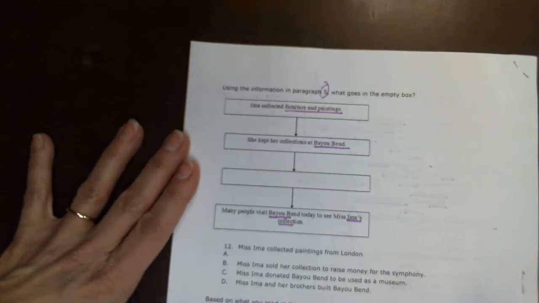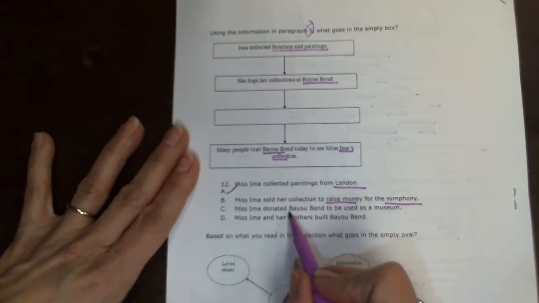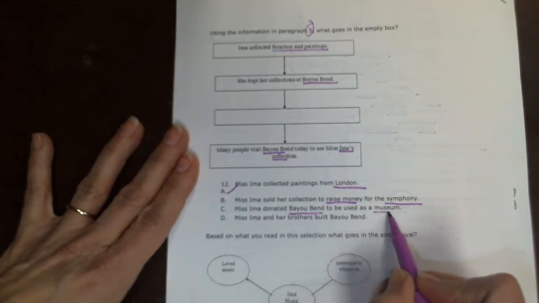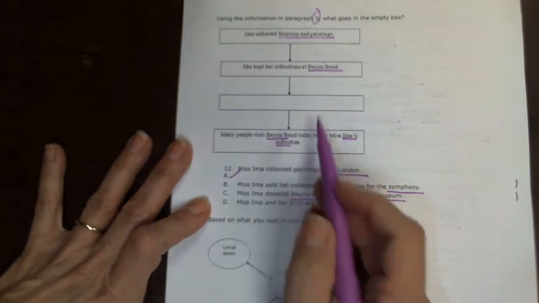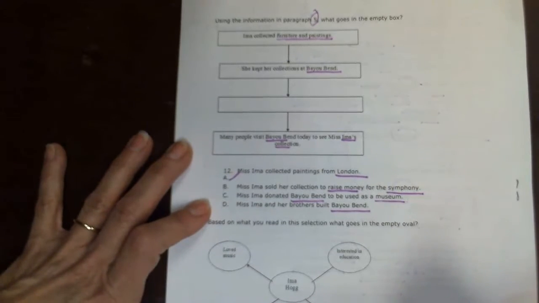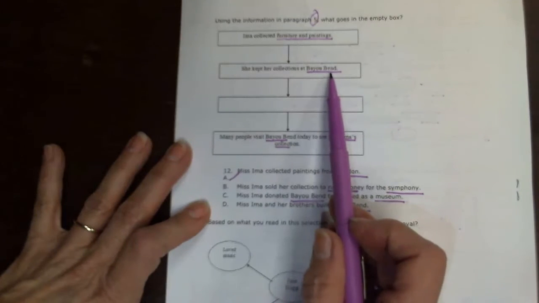Miss Imma collected paintings from London. I think that goes with A. Yes, it was a misprint. Miss Imma collected paintings from London. B. Miss Imma sold her collection to raise money for a symphony. Raise money? Symphony? C. Miss Imma donated Bayou Bend to be used as a museum. D. Miss Imma and her brothers built Bayou Bend. Oh, this is looking a lot like sequencing then. So we're going to need to see where these things happen to find out what happens between she kept her collections at Bayou Bend and then people visiting Bayou Bend.